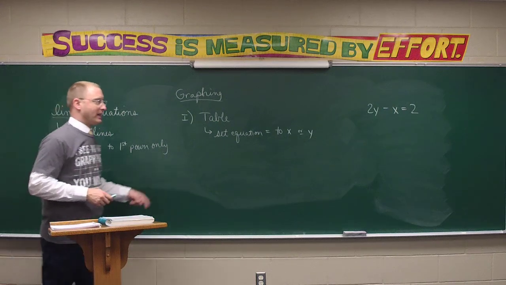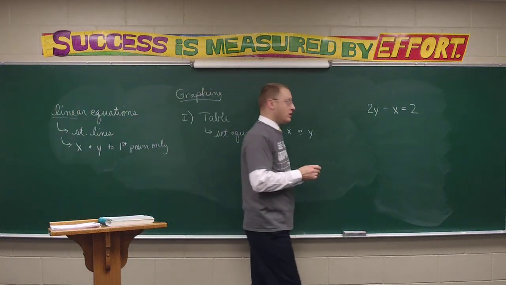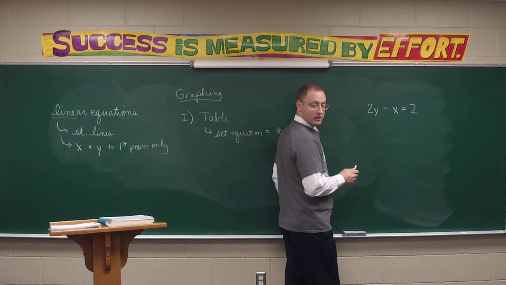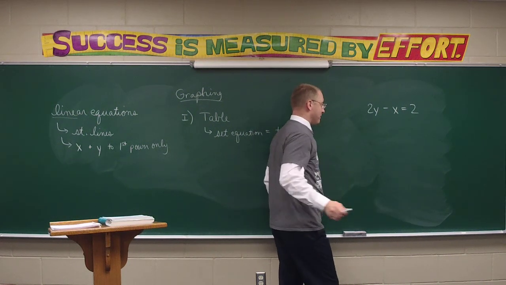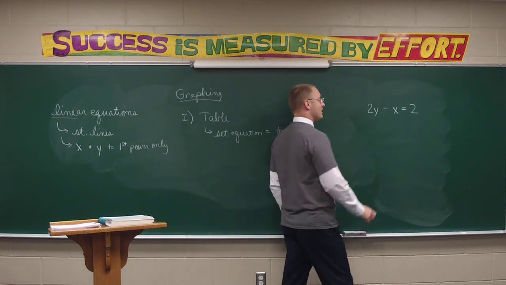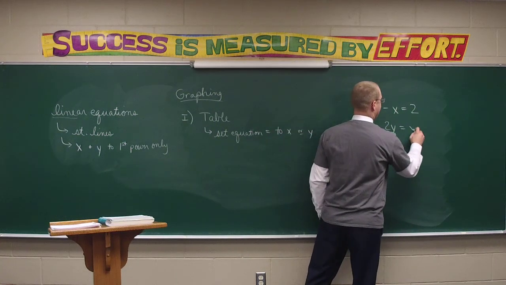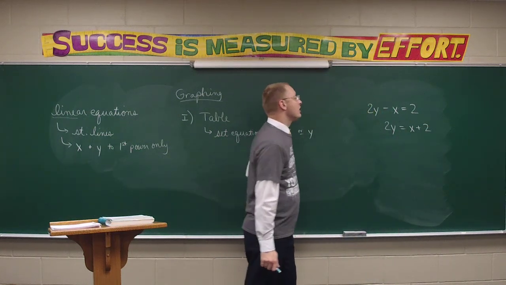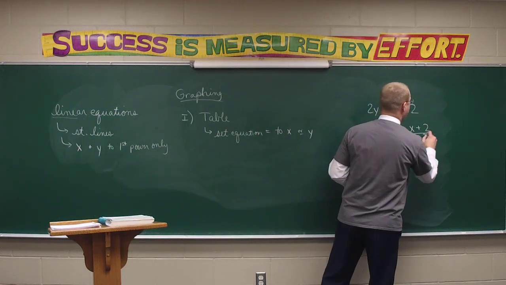Audrey, which letter would you like to get by itself? Okay. The x? How would you do that? Can I change my mind? Okay, sure. You want to go with the y? Yeah. How would you do that? You move the x over. Okay, to get 2y equals x plus 2. All right, and then what would you do to get the y by itself? Divide the 2 away from both sides.